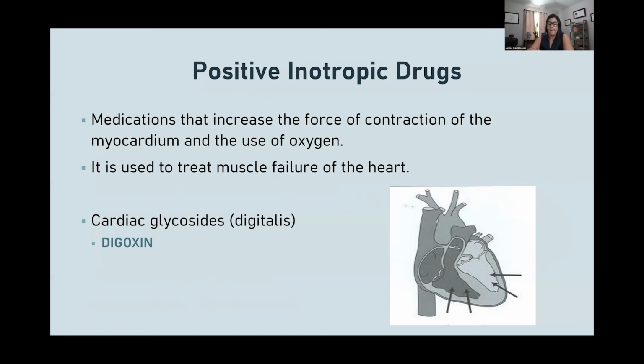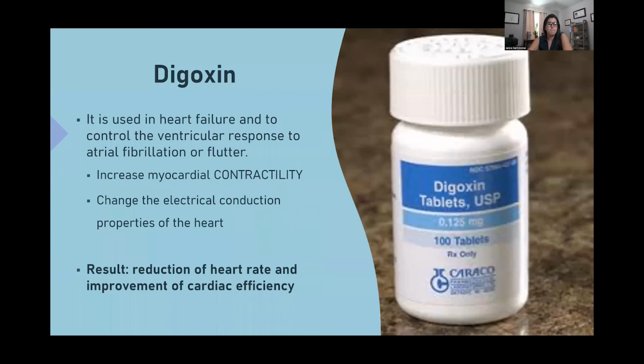So digoxin increases the contractility of the heart, but it also changes the electrical conduction and properties of the heart. In the end, it results in a reduction of heart rate and improves the cardiac efficiency.